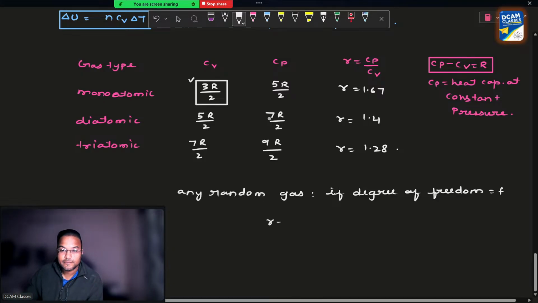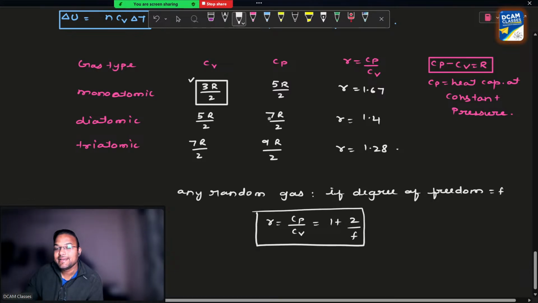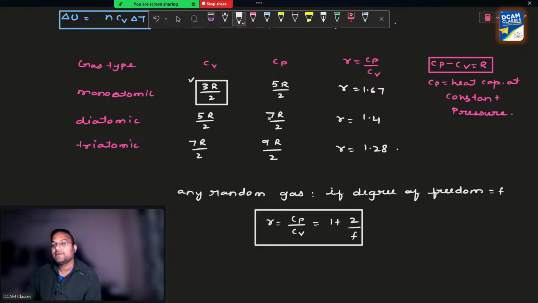So, like, I just knew the values for monatomic and diatomic. You do not know what is degree of freedom. Like, they did it yesterday and today. See, what is degree of freedom, na?